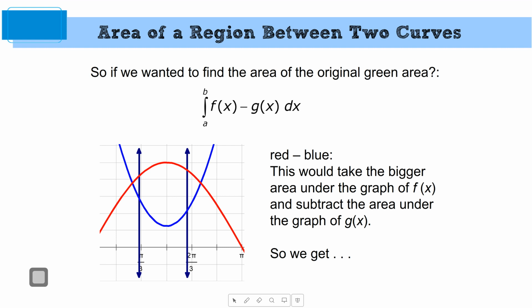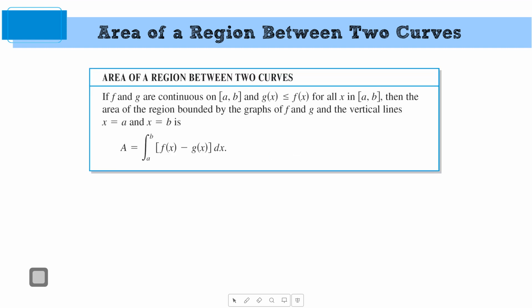Now I got a whole bunch of other questions, like, what if the function's below the x-axis? So suppose I take that blue curve and I slide it down more. We're not going to change anything, because what we're going to do is subtract a negative area, and when you subtract a negative, it's the same thing as adding. So this works regardless of where the functions are located. Are they above the x-axis? Are they below the x-axis? It doesn't matter.